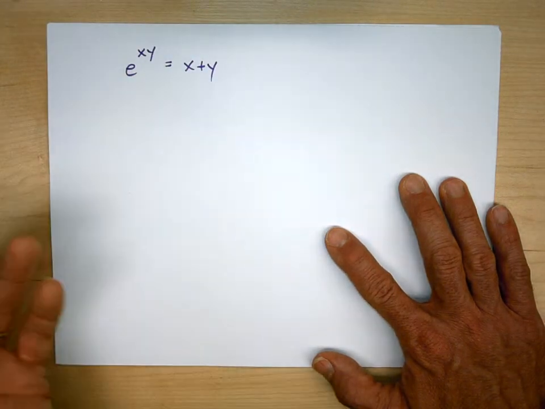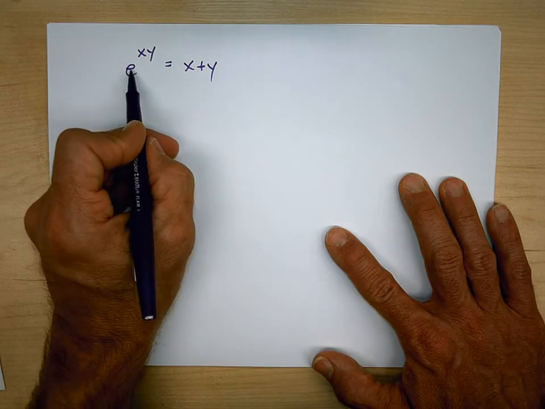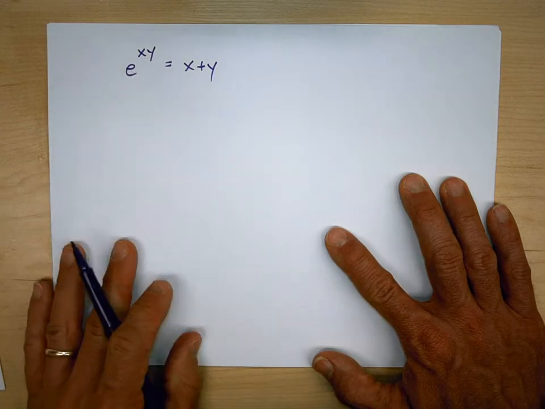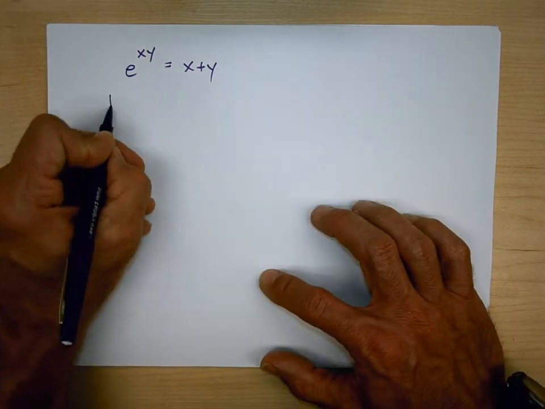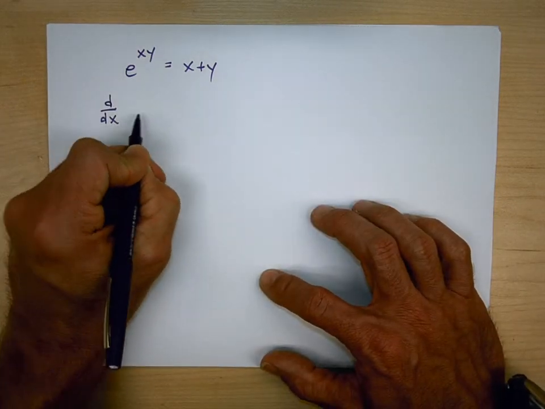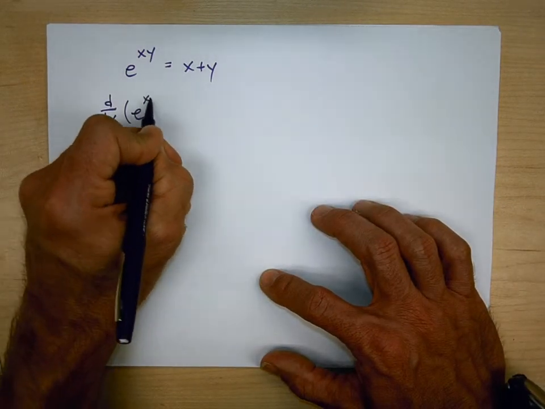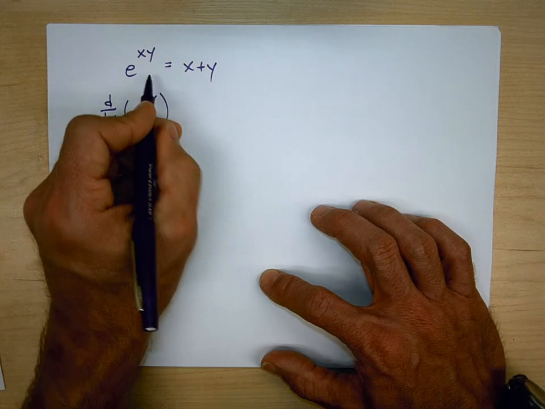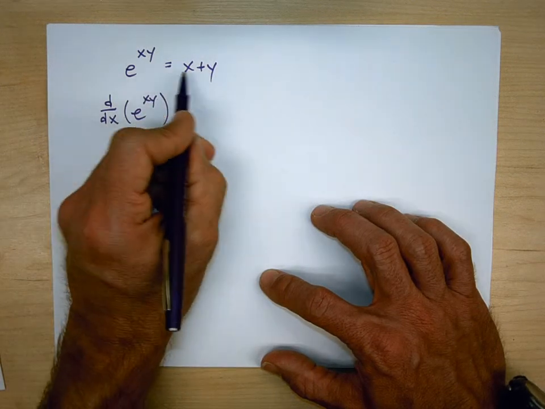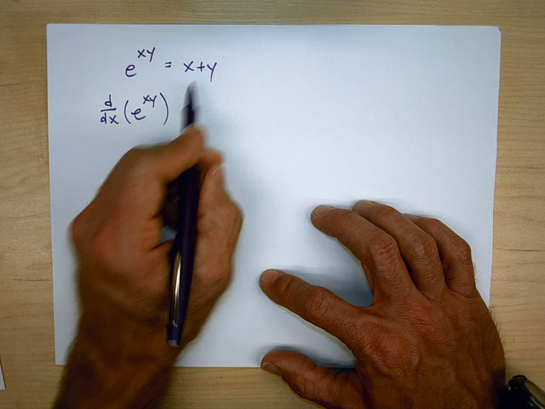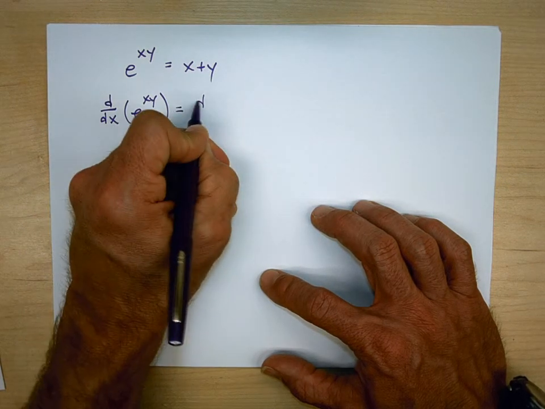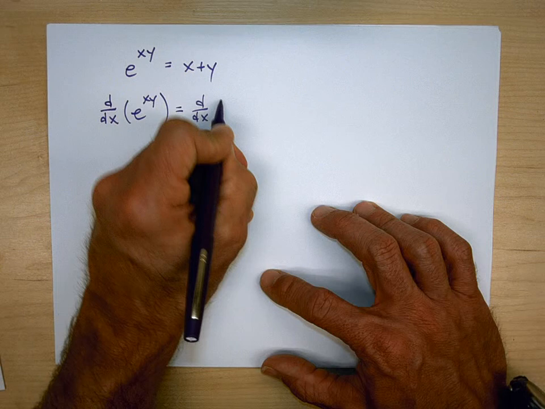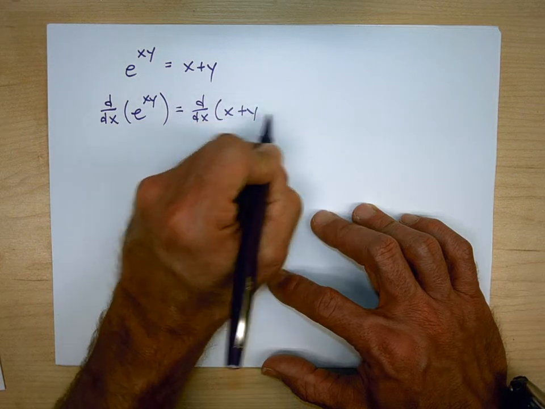Again, this is the curve that is traced out for all values of x and y that satisfy this equation. So we would need to take the derivative with respect to x of e to the xy. Also want to point this out as another occasion where it would be difficult, if not impossible, to solve for y explicitly. And then on the other side, we take the derivative with respect to x of x plus y.